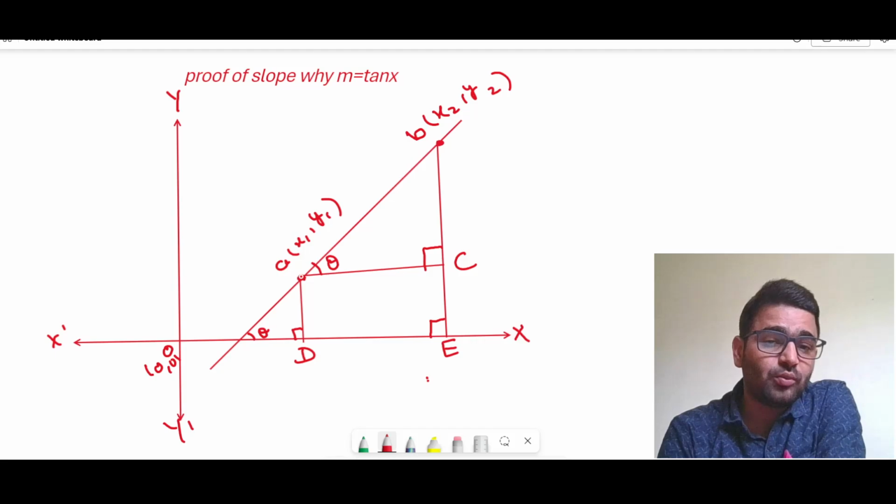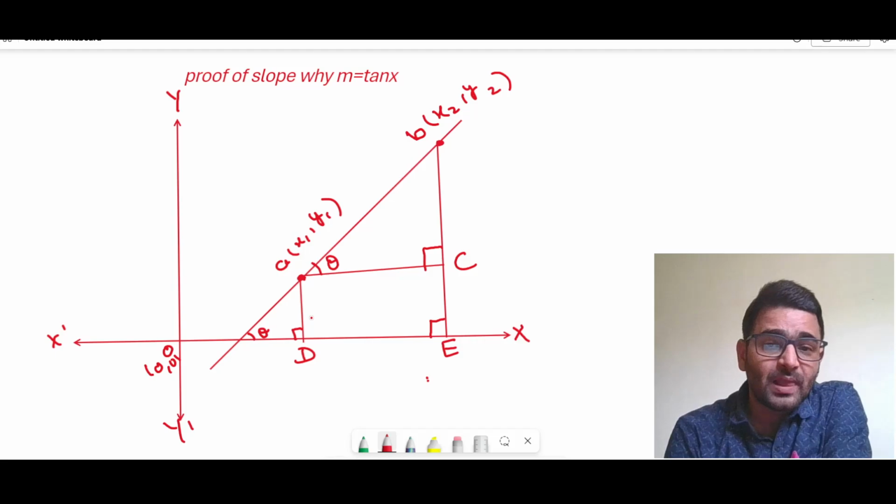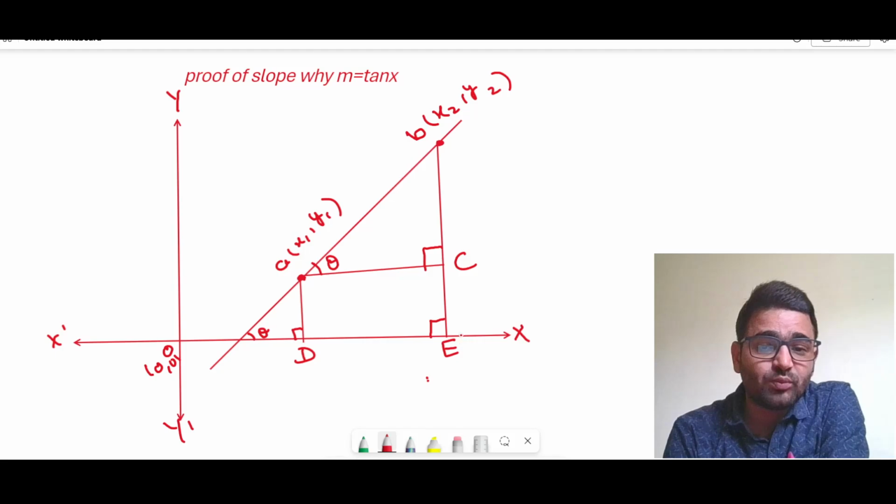I have taken 2 points A and B. The coordinates of point A are x1, y1, and the coordinates of point B are x2, y2. Then I have drawn a perpendicular on the x-axis from point A and a perpendicular on the x-axis from point B, and I have given the names E and D to these points. You can see this in the figure.